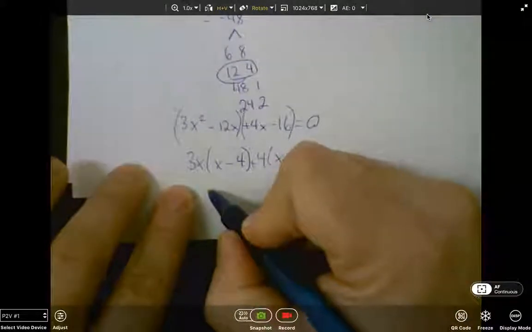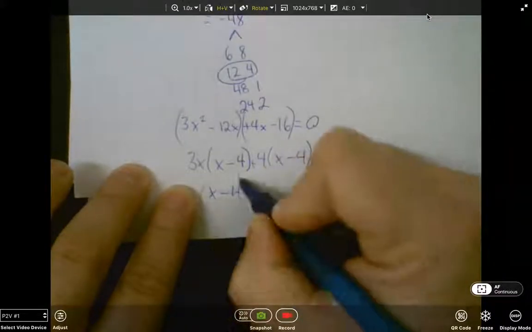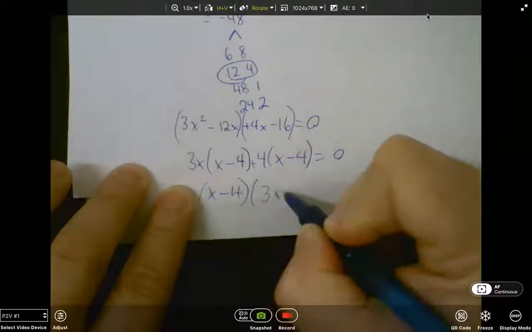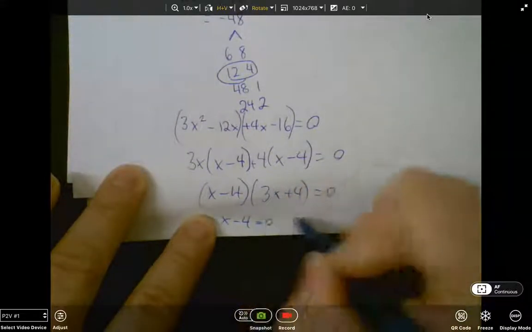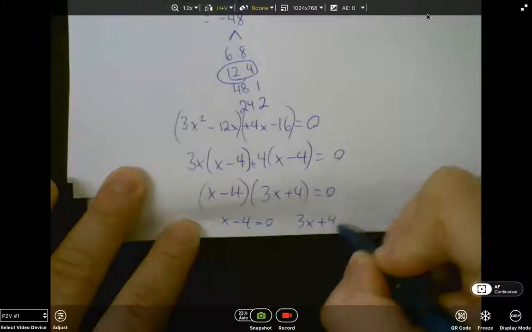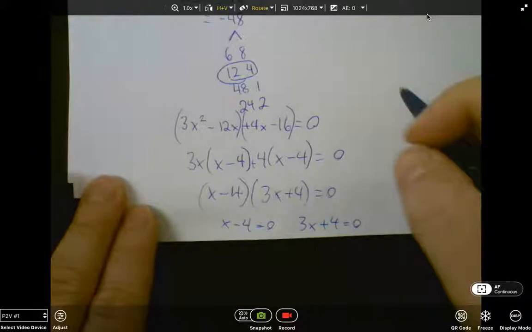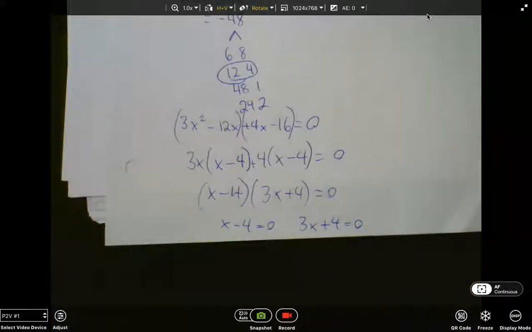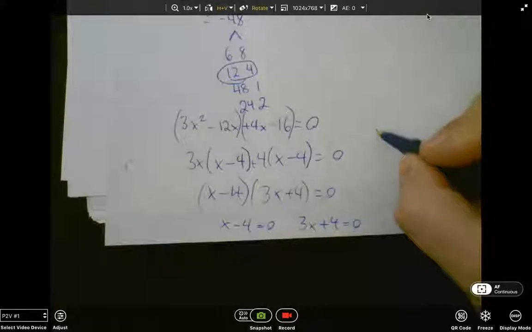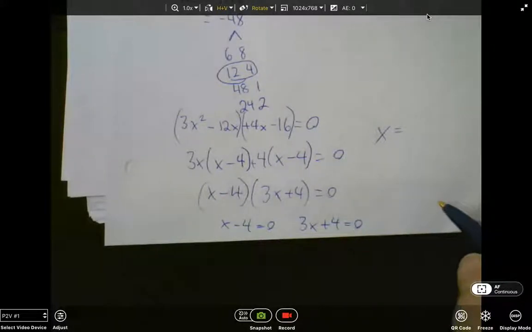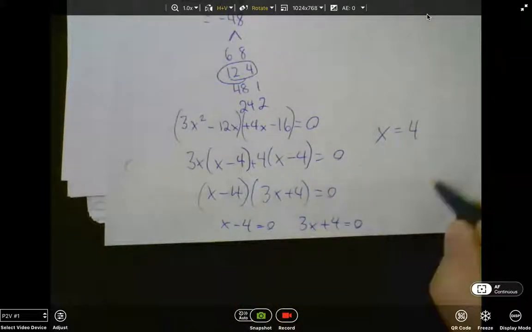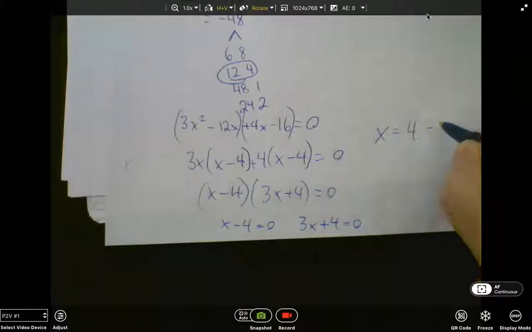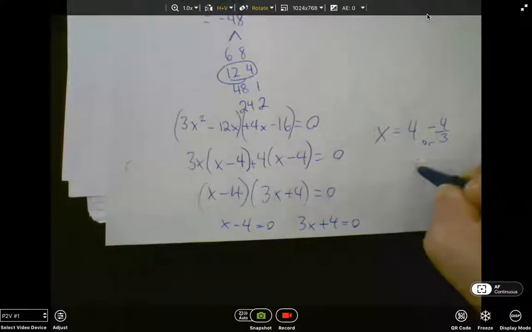So our final answer, or final factored form, is x minus 4 times 3x plus 4 equals 0. X minus 4 equals 0, 3x plus 4 equals 0. Does anyone want to tell me the answers? We have 2 possible answers here. Cece? 4, yep, plus 4, and then negative 4/3, correct? Okay, yeah. That makes me very happy.